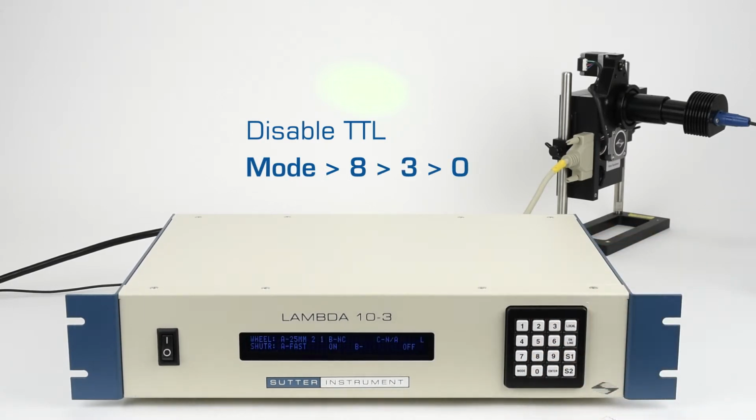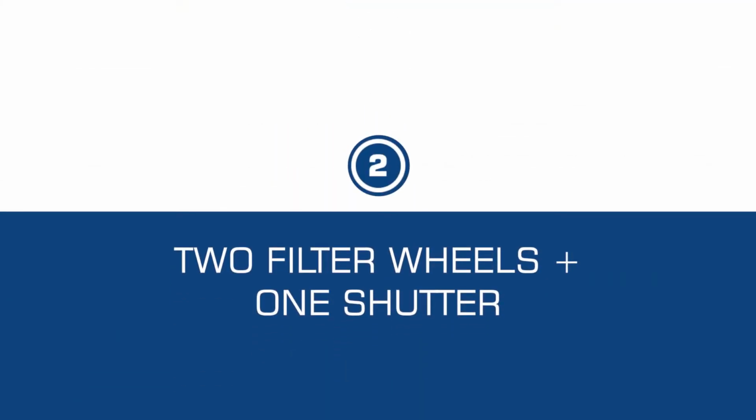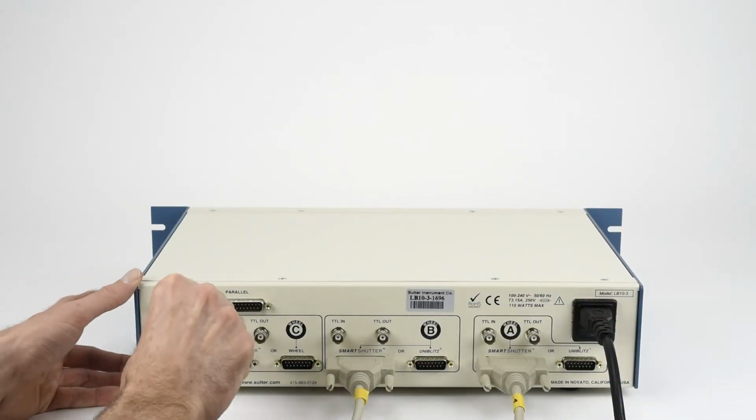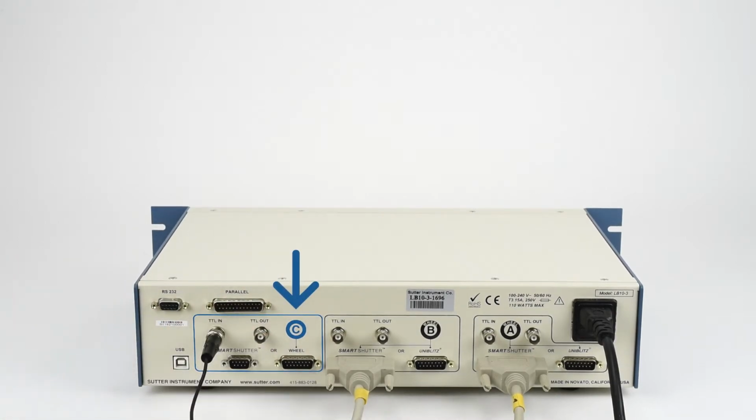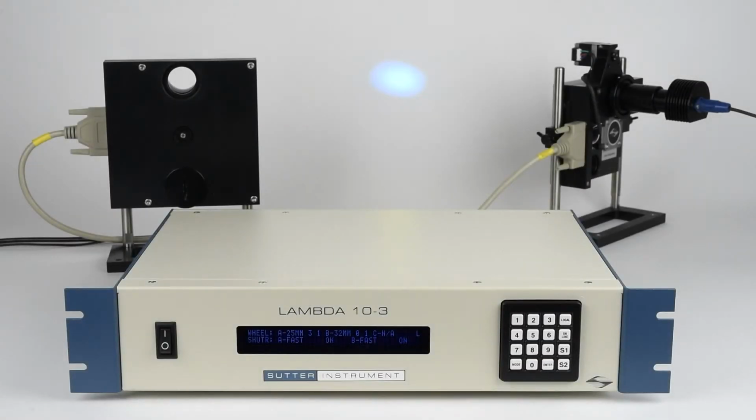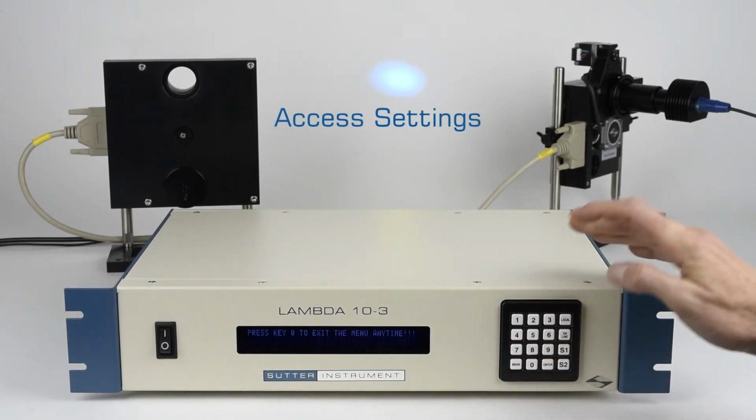Our next example will use two filter wheels and a shutter connected to channels A and B. The TTL in signal will still be connected to channel C. For this example, our initial position has both filters in position 1 and the shutter is open. We will use this as our first ring buffer setting.